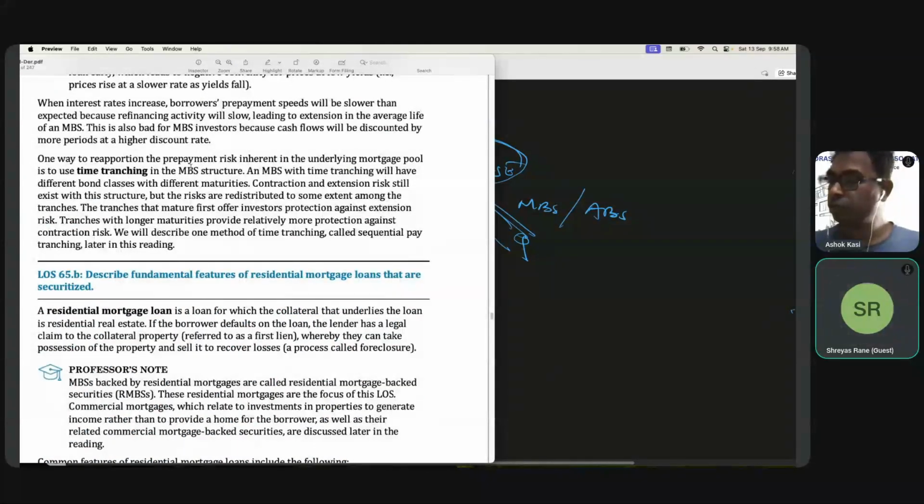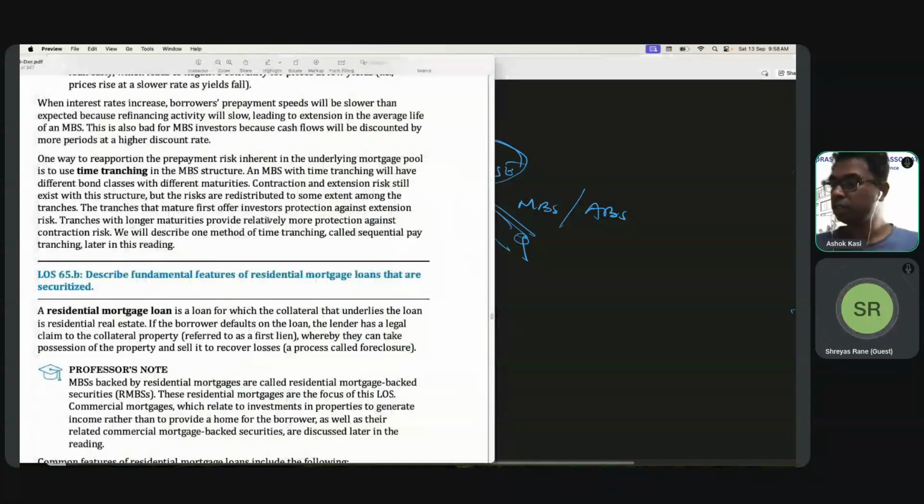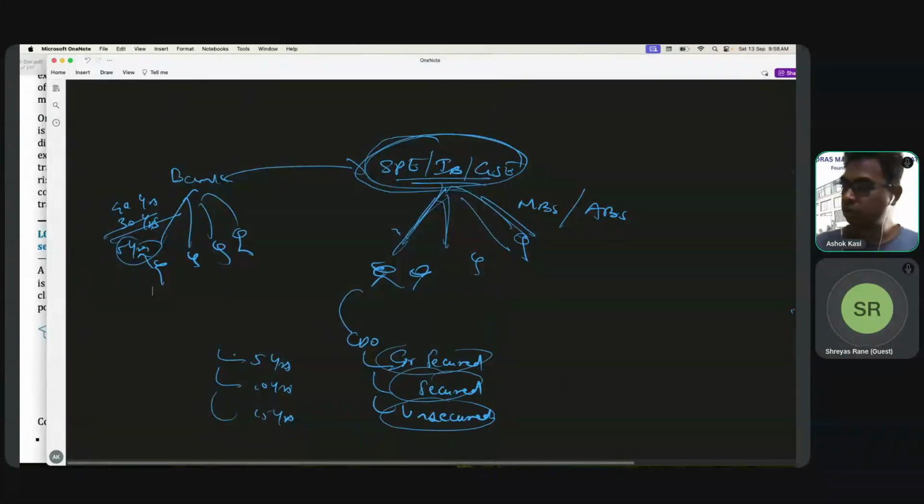One way to reapportion the prepayment risk inherent in the underlying asset pool is to use time tranching. In the MBS structure, an MBS with time tranching will have different bond classes with different maturities. Contraction and extension risks still exist. That means based on the time. Instead of saying senior secured, this will be like in 5 years, in 10 years, and then in 15 years. Like this also, it might be structured. That is time tranche. Tranche means group. These are groups. These are called tranches.